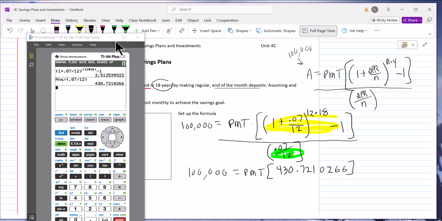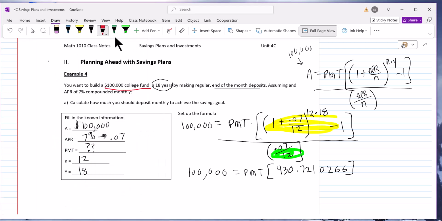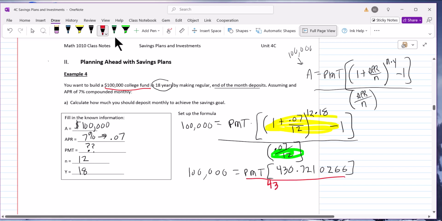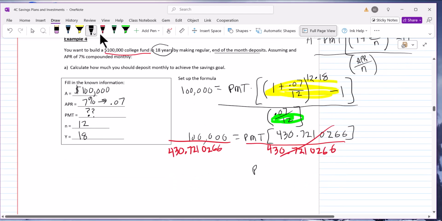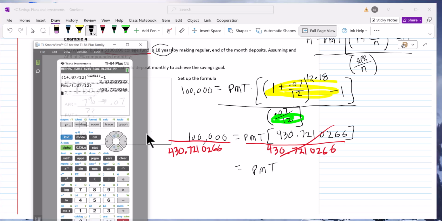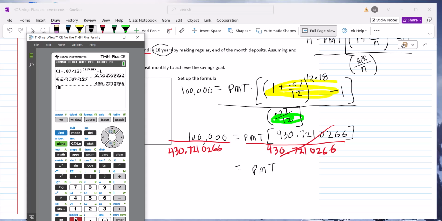Okay, what do I need to do to both sides of this equation to get the payment by itself? I got to divide by that number. So what you have to do now is divide by that number because you're solving an algebraic equation. Okay, so that would be, just do that. Then we'll go to our calculator. Then we'll get the answer. Okay, so see, that's the reason we do that. You're going to have the payment by itself. And then I can pull up my calculator and I can do this calculation. So I do 100,000 and then divide by 430.